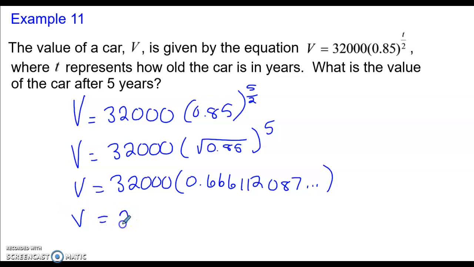And the answer is equal to 21,315.59, because we'll round it off. And that would be a dollar value, because that's how much the car would be worth after 5 years.